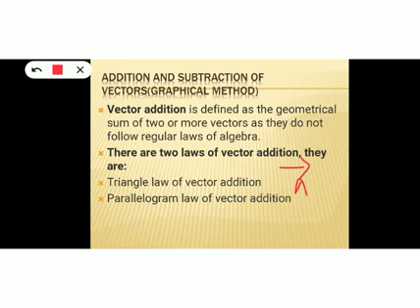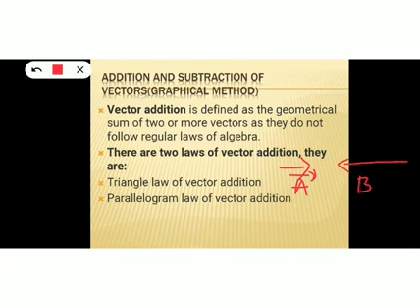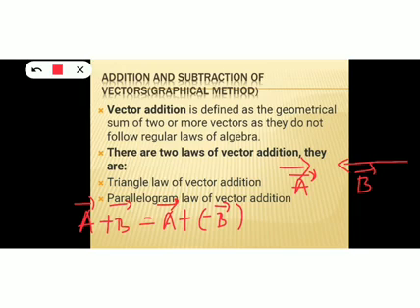Now consider another example. Consider a vector A and consider another vector B. So what will be A plus B? Here A plus B is A plus minus B. Why? Because vector B is acting in the opposite direction. So A plus B is actually A minus B.